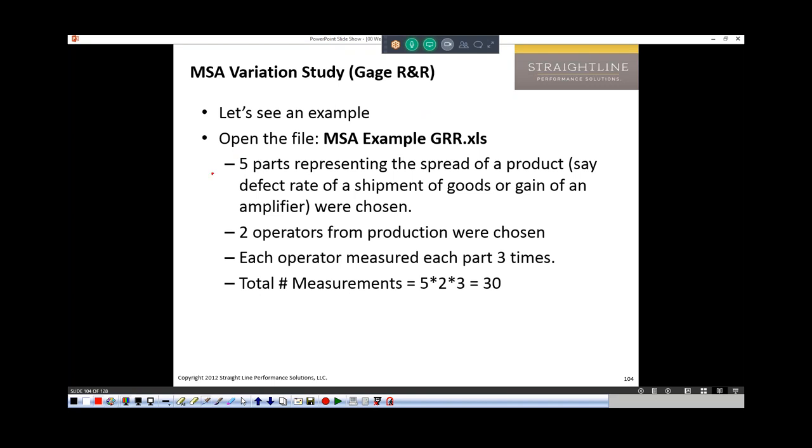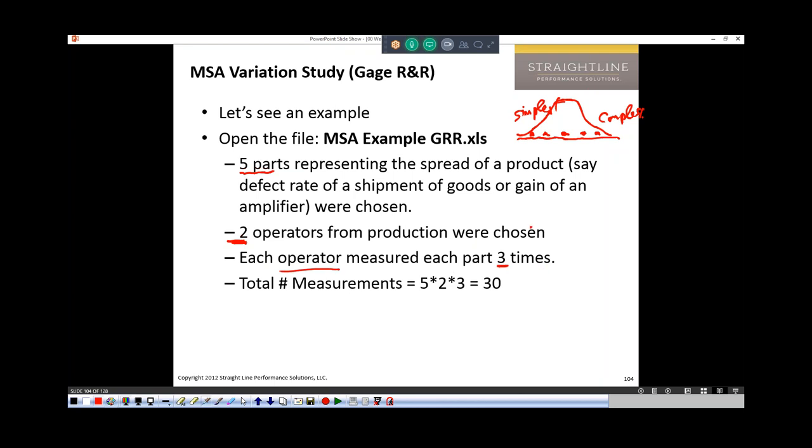So let's suppose we're making widgets, or we're making optical tables. Could be either of those. We have five parts representing the spread of the product. So these are standard parts, and if this is the spread of our product over some performance characteristic, maybe complexity, we have five products that represent that spread from the least complex, the simplest, to the most complex. We have two operators from this production, and each operator measured each part three times.